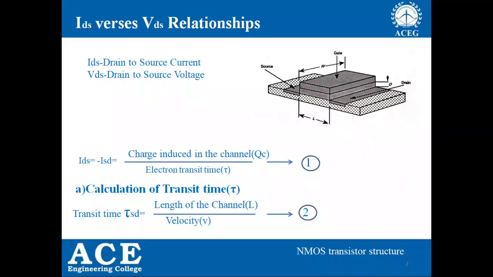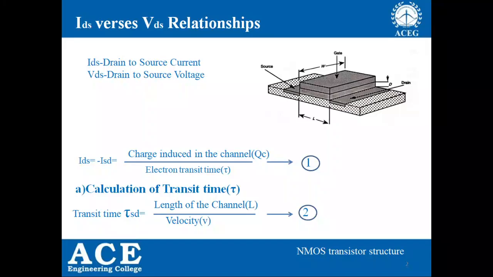That means when you are calculating the current from source to drain, the sign of the current will go minus, and that will be equal to the charge induced in the channel divided by the electron transit time. The electron transit time is the time taken for the electron to start from the source and to reach the drain. And this ratio will give us the current induced in the channel, IDS.